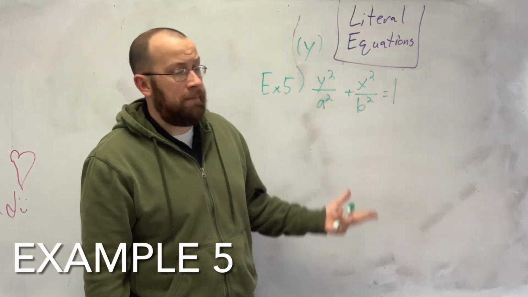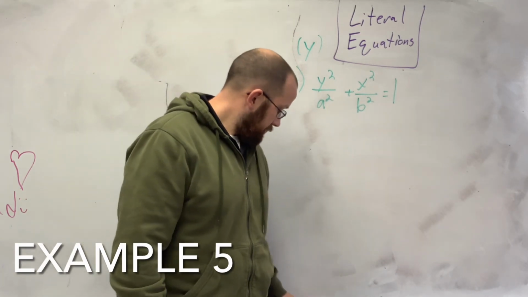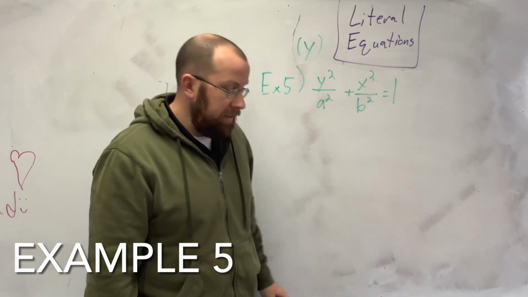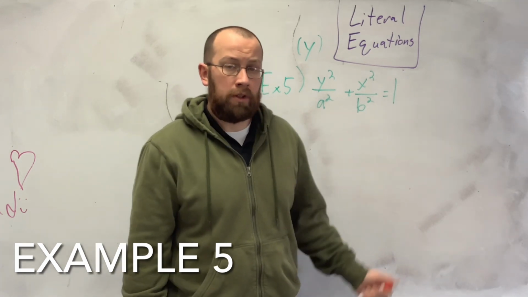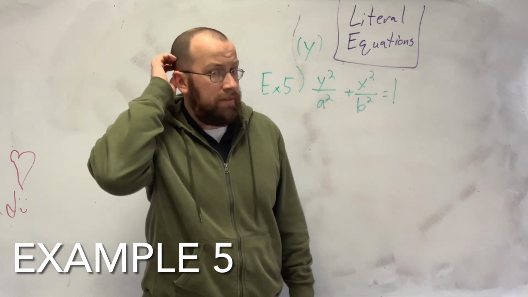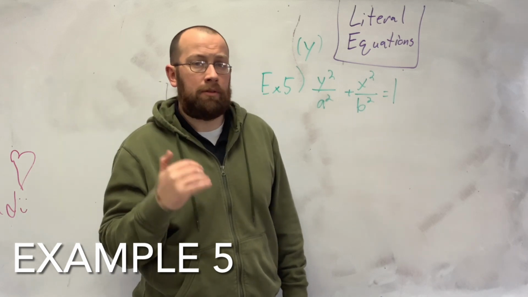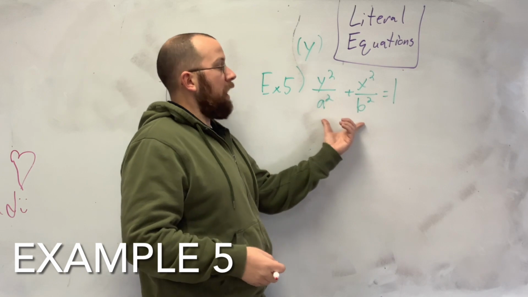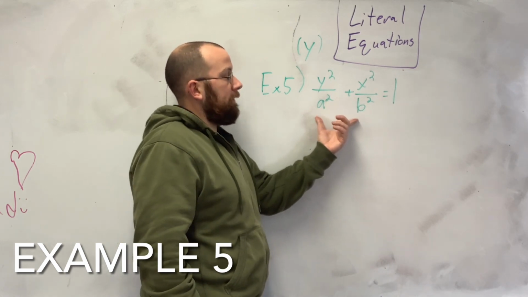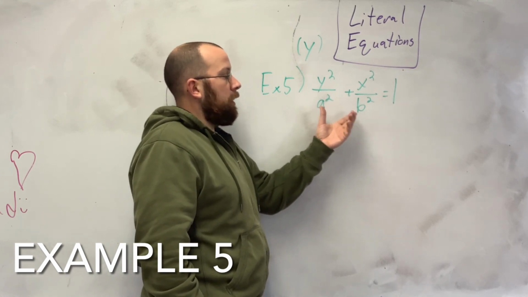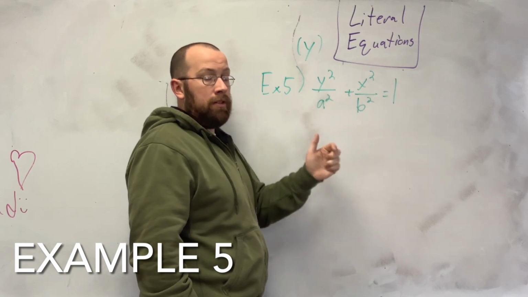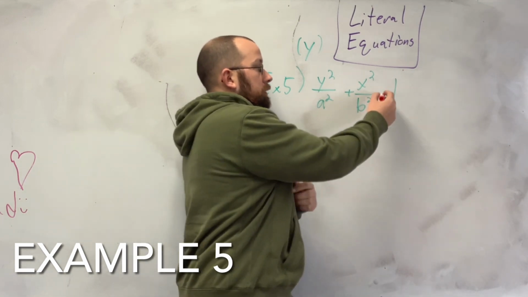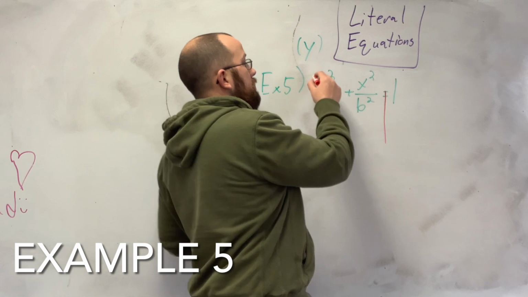This looks super complicated, but it's not. You have to get by the idea of something looking difficult when it comes to literal equations. You just have to go through your steps and you'll be fine. Because immediately you're looking, oh, they're both fractions. All right? So I'm going to have to figure out some common denominator. No, you don't have to. Go through your steps. So I'm trying to solve for the y.